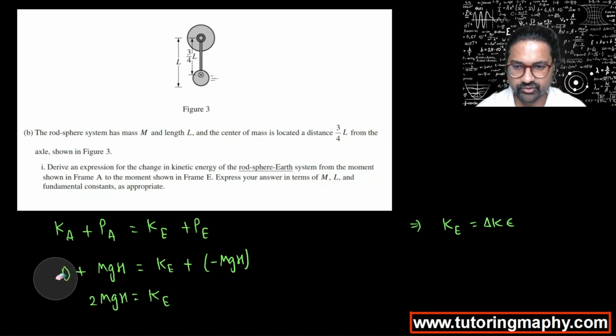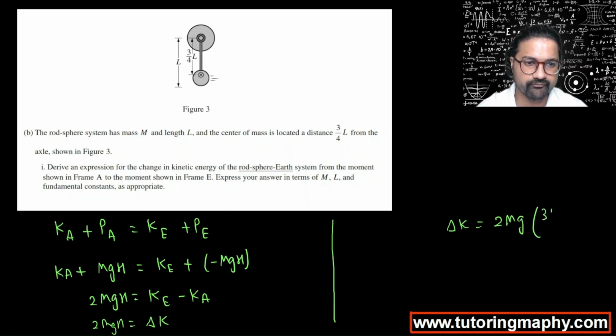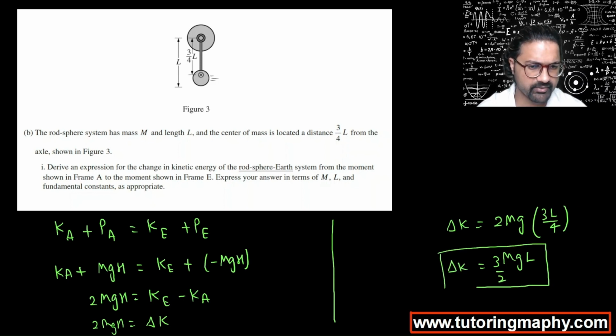If it is confusing to you this way, I will not replace KA with 0. I will keep it as it is and move KA over to the other side, so that now we are on the same page that 2mgh is equal to delta K. So the value of delta K will be 2mg, and the value of h is 3L/4 because that is the center of mass height. So the answer is 3/2 mgL. That is the change in the kinetic energy. Pretty straightforward, right? All right.